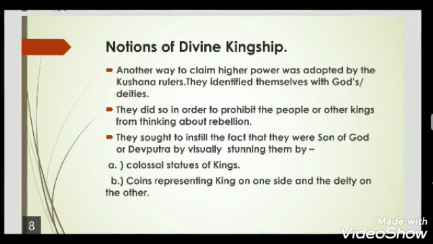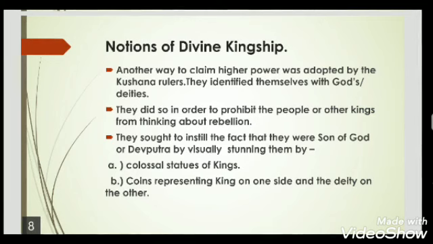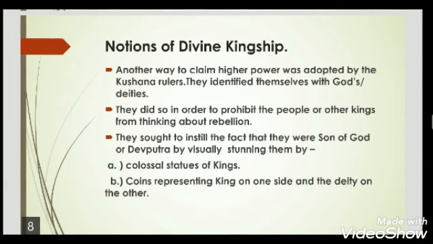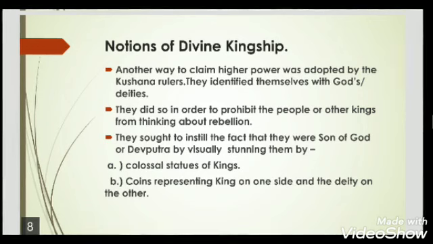Another way to do that was to skip past the sages and directly start claiming association with God. This was done by a dynasty known as the Kushana dynasty. Remember the Kushanas which we spoke about, which ruled parts of Central Asia and came up till the northwest. They even came up till Mathura. This dynasty claimed to be associated to gods or deities themselves.